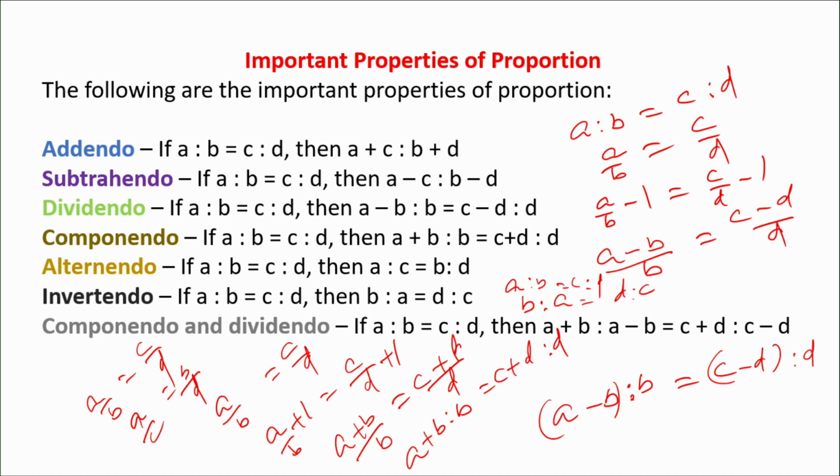You have to remember these. Dividendo: A is to B is equal to C is to D, then A minus B is to B is equal to C minus D is to D. Alternando: A is to B equal to C is to D, then A is to C is equal to B is to D. Invertendo: A is to B is equal to C is to D, then B is to A equal to D is to C. Componendo and dividendo: when A is to B is equal to C is to D, then A plus B is to A minus B is equal to C plus D is to C minus D. These are the different properties of proportions.